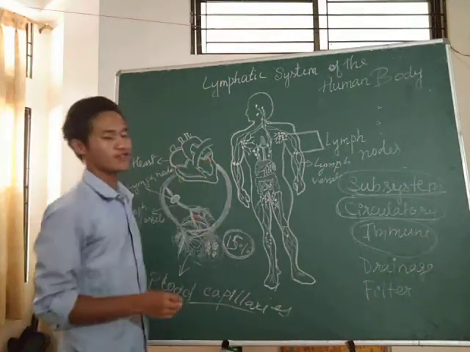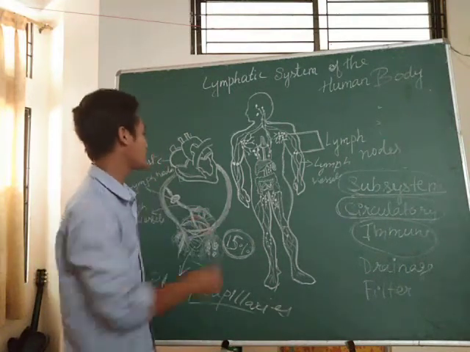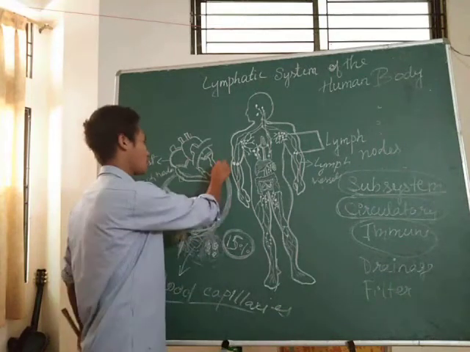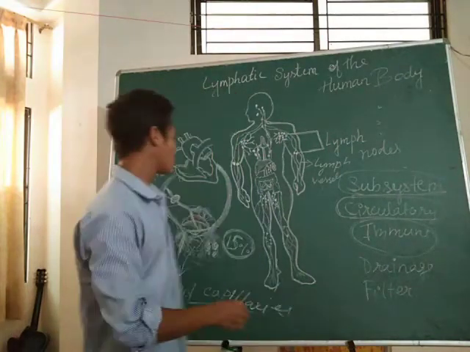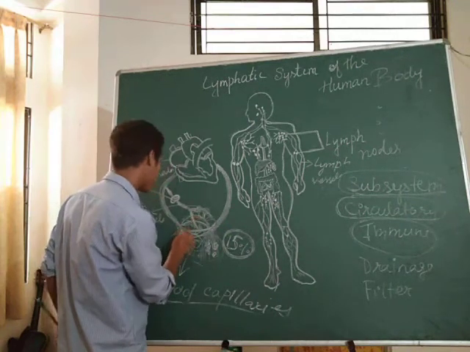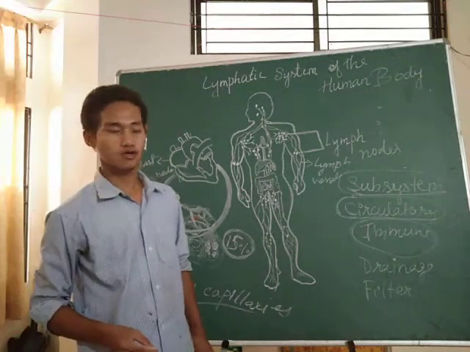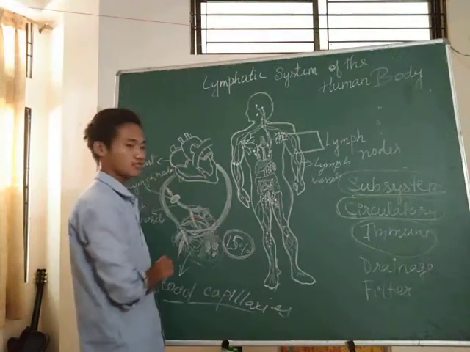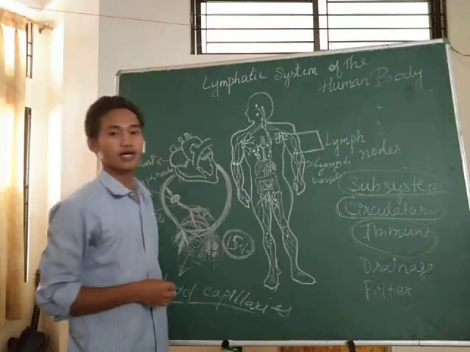What is the duty of the circulatory system? What is the main function of the circulatory system? The main function of the circulatory system is to provide oxygen and the necessary nutrients to the body tissues, or to the various body parts, and to absorb back all the carbon dioxide and the waste materials.